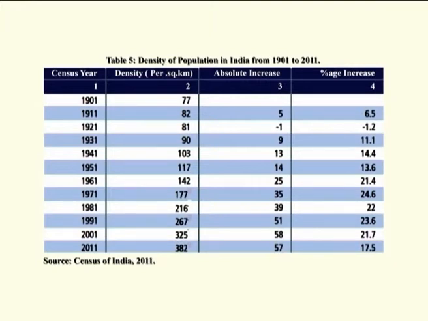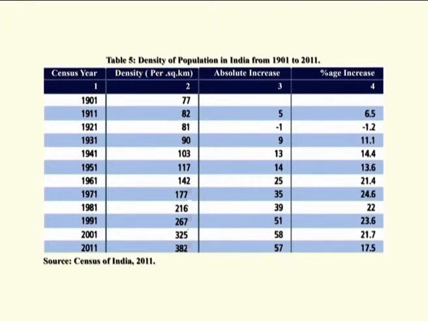The density of population in India has grown from 77 persons per square kilometer in 1901 to 325 persons per square kilometer in 2001 and 382 persons per square kilometer in 2011. It is even higher than the most populous country of the world, that is China, where the density of population is merely 141 persons per square kilometer. As we have already discussed that population in India has grown at an increasing rate up to 1971, so is the case of density of population.